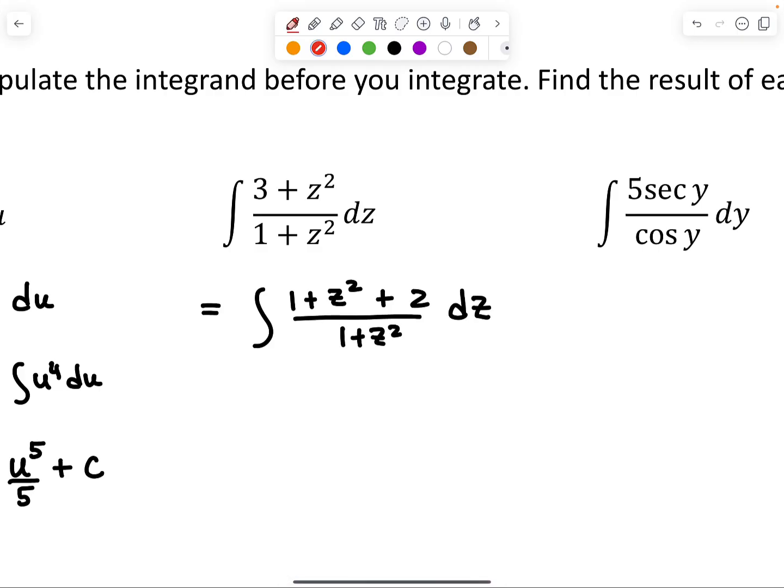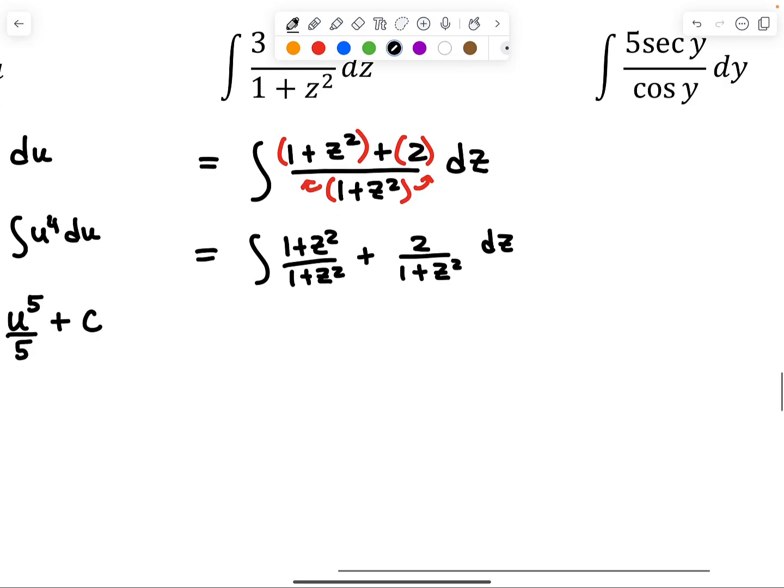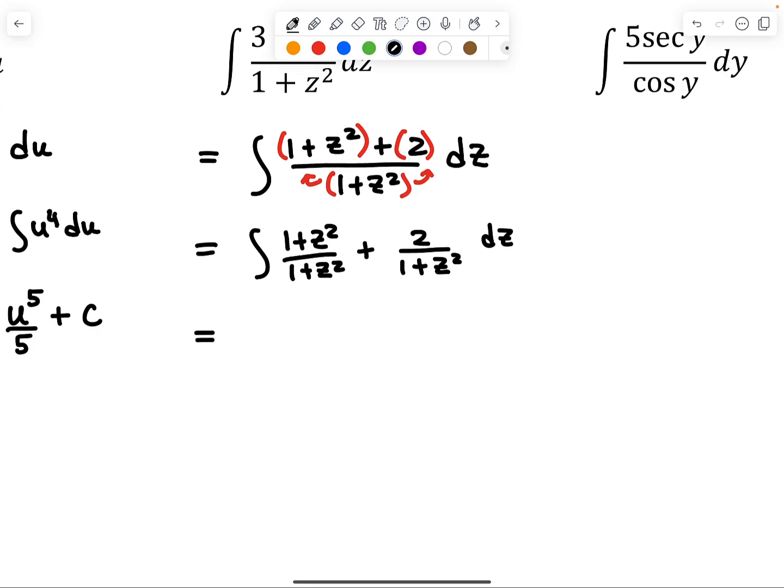Now I'm going to take this denominator and split it under two portions of my numerator, this portion and this portion. So we get an integral of 1 plus z squared over 1 plus z squared plus 2 over 1 plus z squared. And now you can see why this was advantageous, because the first fraction just becomes a 1. So we're going to integrate 1 plus 2 over 1 plus z squared, dz. Because of the addition, I can integrate these two functions separately.